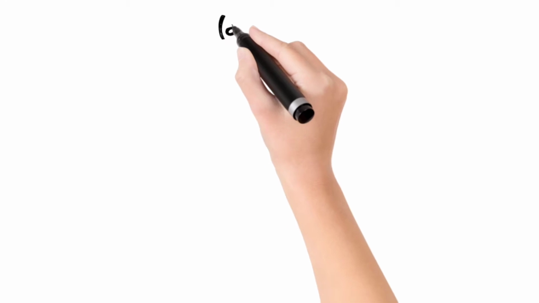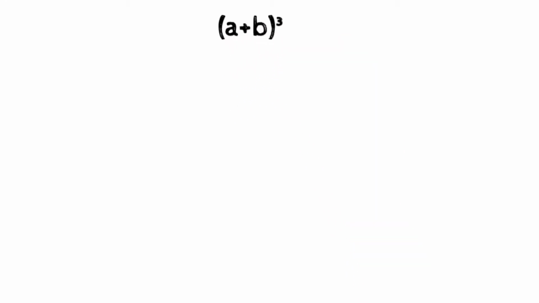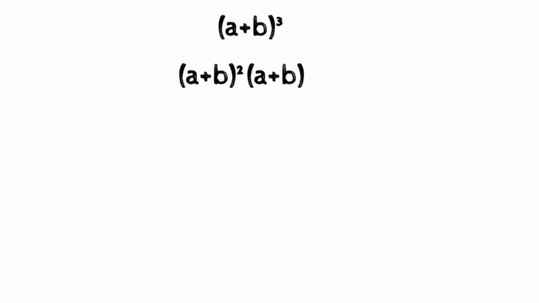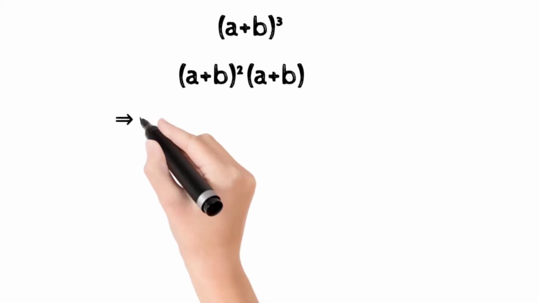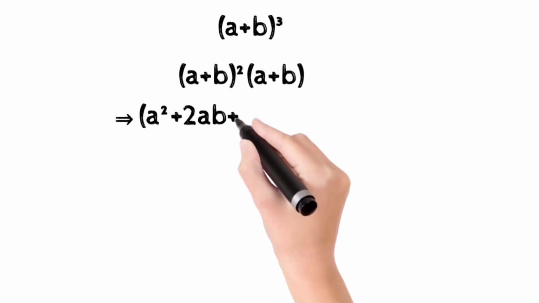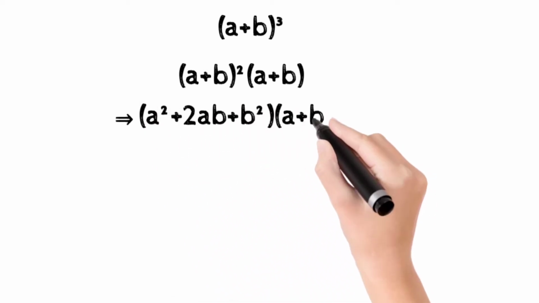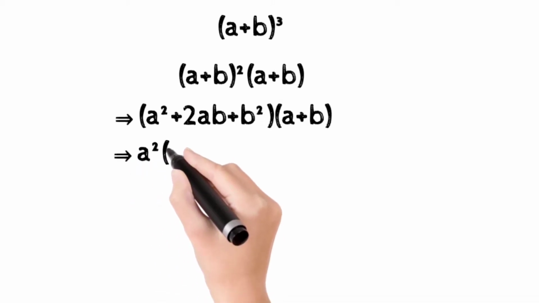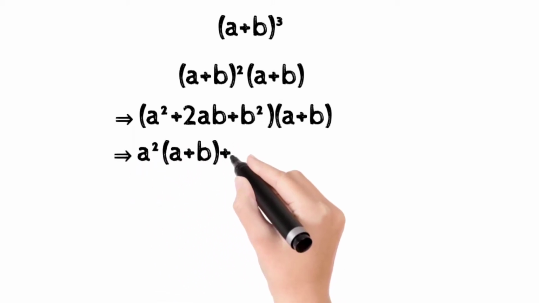Let's prove this identity. We can write (a plus b) whole cube. For proving this we have to break this power. So we can break this power 3 as (a plus b) whole square and (a plus b). (a plus b) whole square will be obtained as a square plus 2ab plus b square, as this is an algebraic identity, and (a plus b) will be written as it is. Then by using simple algebraic multiplication we can solve this. So we will multiply each term of the first polynomial, a square plus 2ab plus b square, with the second polynomial a plus b.